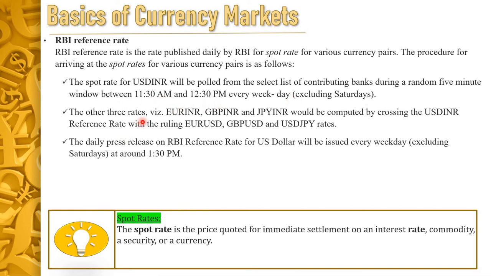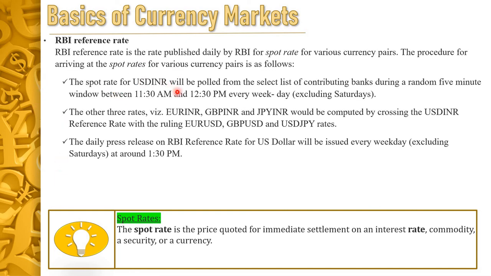Now the other three rates, which is any random currency with INR, would be computed by crossing the USD INR rate that we computed here with the ruling Euro USD, Pound USD, USD Yen rates. So you see how we are not computing rates for Euro INR directly and instead using the vehicle currency to compute the rates. Okay, so after this method, we come to the third method, under which RBI releases the daily RBI reference rate for US dollar every weekday around 1:30 p.m. So this is how they arrive at a spot rate for various currencies.